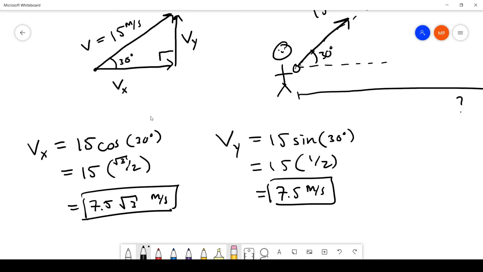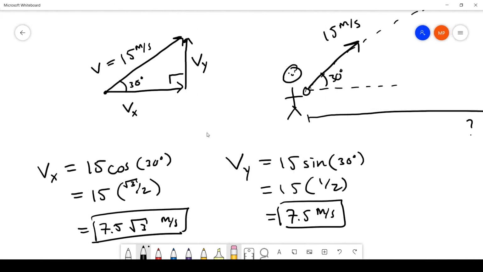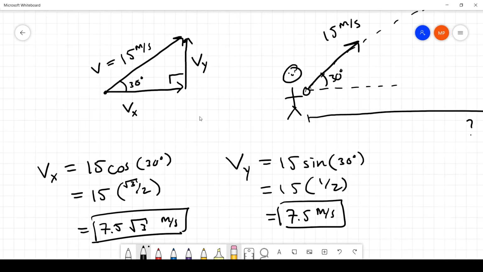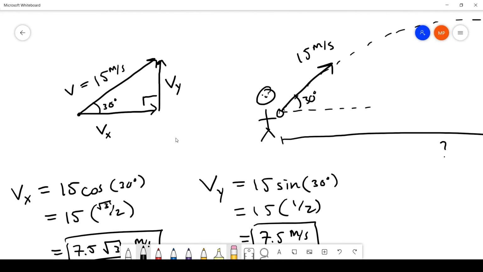And the important part of finding these values is because what we say in these kinematics problems is that the x and y components have no effect on each other. So we can break down this velocity into its individual x and y components, and then from that we can see that it has no effect on each other.